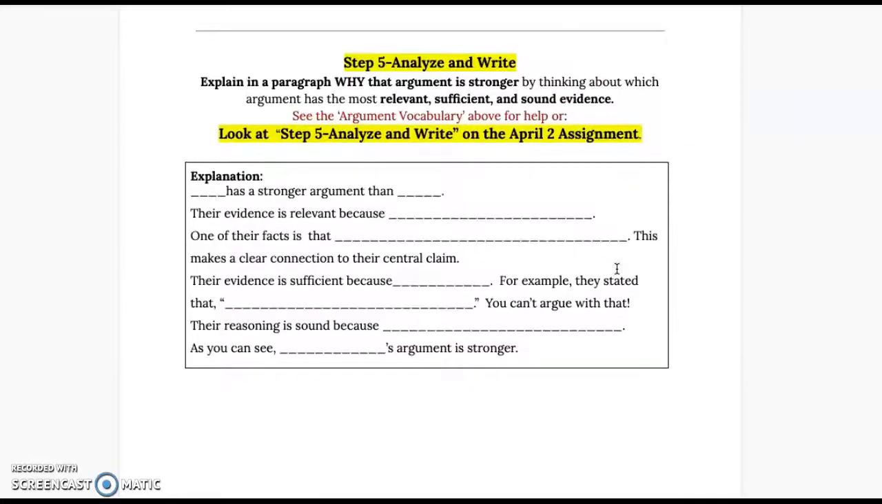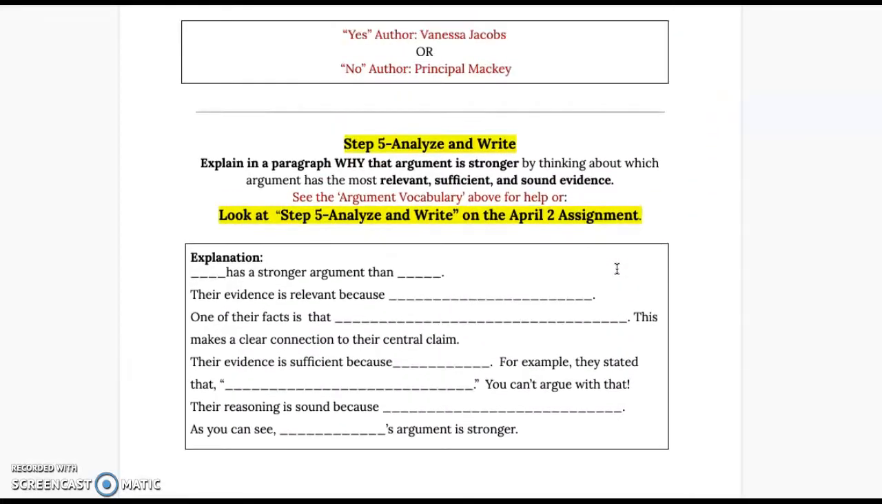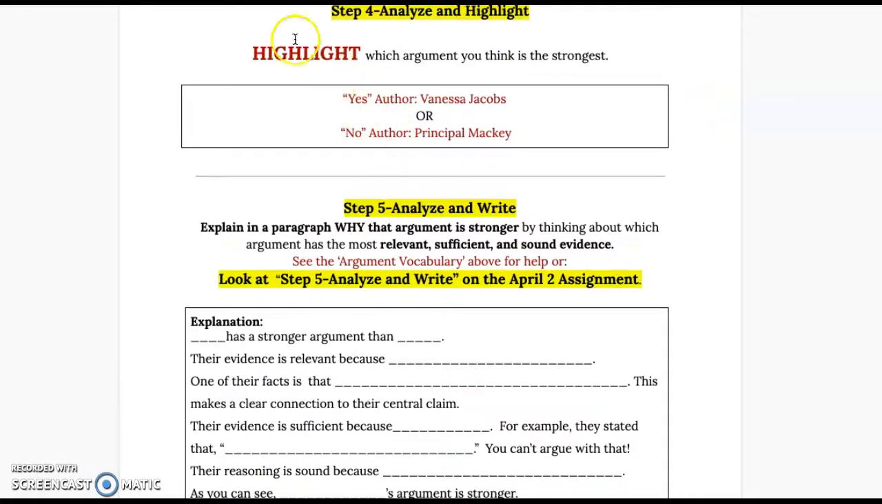Okay, underneath, one more thing we need to do. Everyone, let's look at this. Highlight right here which side you feel has a stronger argument, the yes side, Vanessa's, or the no, Principal McKay. Please highlight your choice and then use that side of the argument to fill in the table below. You guys have done this 2 or 3 times. You should be able to do that.